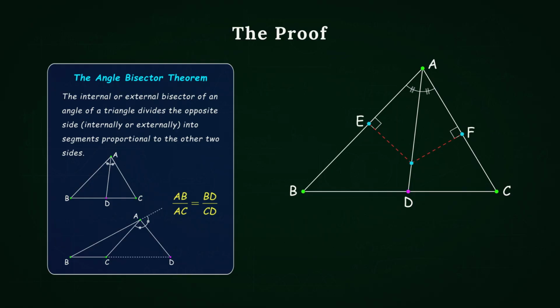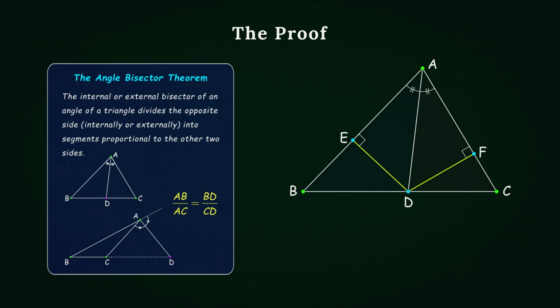Why is that? Looking at these two triangles, they share a common side and have two pairs of equal angles, the bisected angles and the right angles. Therefore, they must be congruent. Since these two red segments are corresponding sides of the congruent triangles, they must be equal. As a result, we can conclude that DE equals DF.